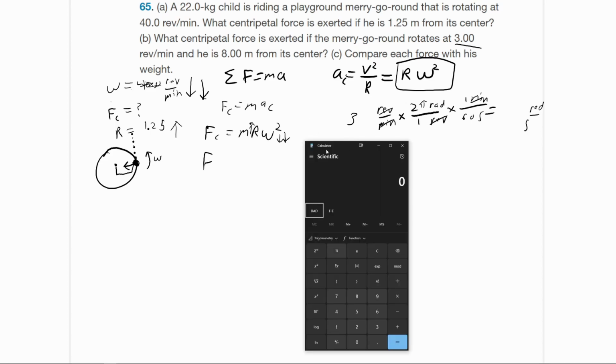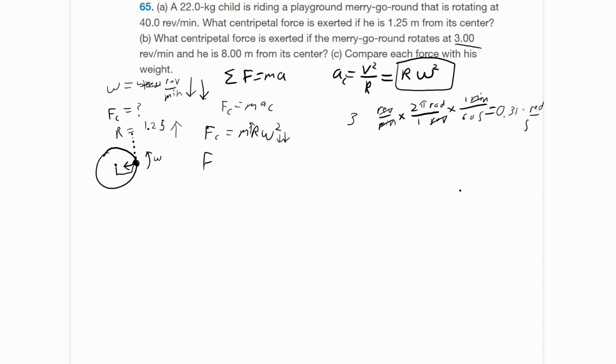Here we go, we got the calculator back out. We're going to do 3 revolutions, multiply by 2 times pi, and then divide by 60. That's going to get us about 0.314, so essentially pi, but just move the decimal over. So 0.3141. We can keep that many digits. So this equals the math.